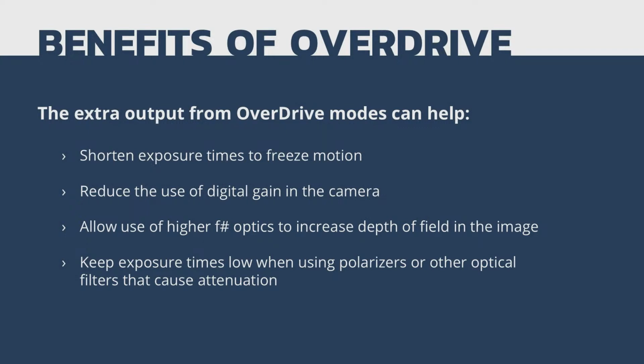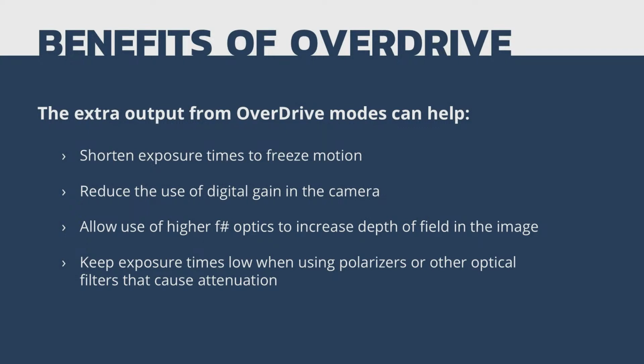The extra light can also reduce the use of digital gain in the camera. If you're not having enough light and you're having to add digital gain in the camera, that's going to add digital noise, reduce your signal to noise ratio, and reduce the performance of your edge finding and other tools in your machine vision. When you have extra light available, you can simply turn the gain down to unity, get less noise, and get the same exposure.